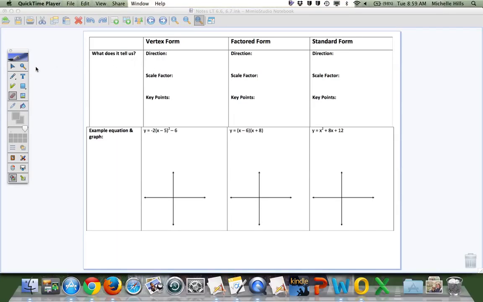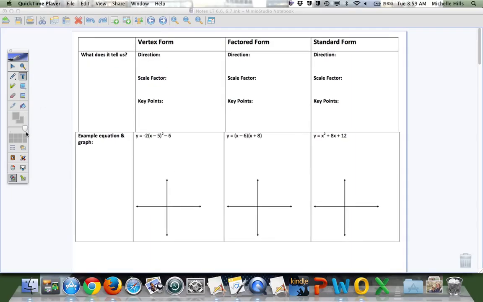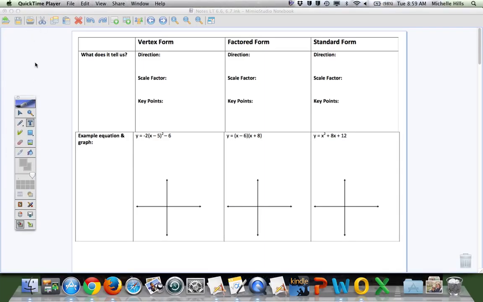We're looking at three different forms of quadratic equations: vertex form, factored form, and standard form. Factored form is also in some books called intercept form, just so you've heard that. And standard form is also in some books called general form.